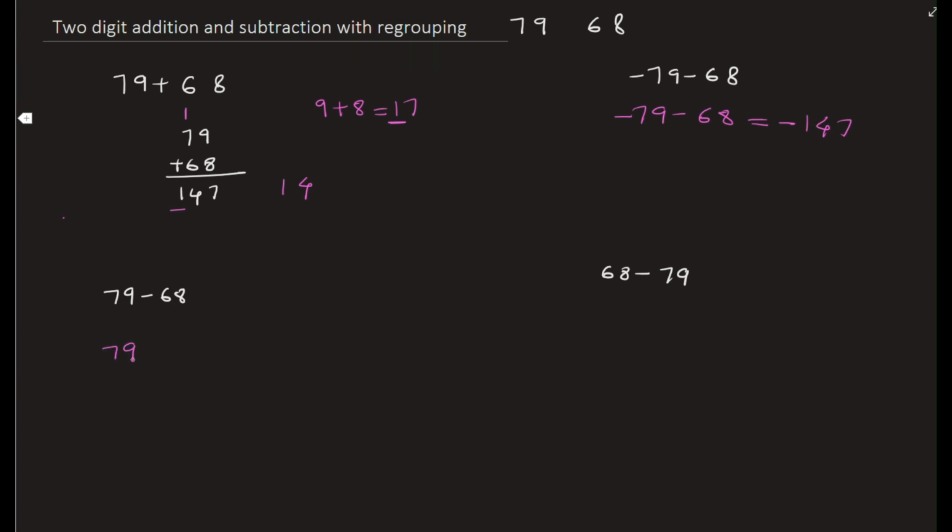Then I have 79 minus 68. Again I write one below the other, the units place one below the other and the tens place one below the other. 9 minus 8 equals 1, and 7 minus 6 equals again 1. So the answer is 11. Same answer for this. It is 11 with a negative sign for 68 minus 79, as the number with greater absolute value is negative. So the answer is negative 11.